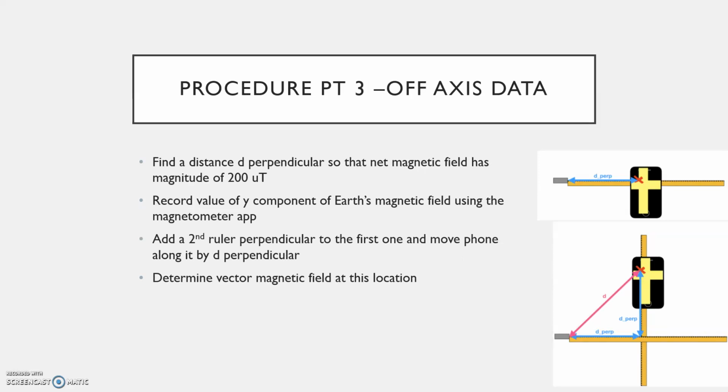To find the off-axis data, I first found the distance d perpendicular so that the net magnetic field had a magnitude of 200 microteslas. I then recorded the y component of the Earth's magnetic field using the magnetometer app. Finally, I added a second ruler perpendicular to the first one and moved my phone along it a distance d perpendicular, that was found in the first step, and then I determined the vector magnetic field at this location.